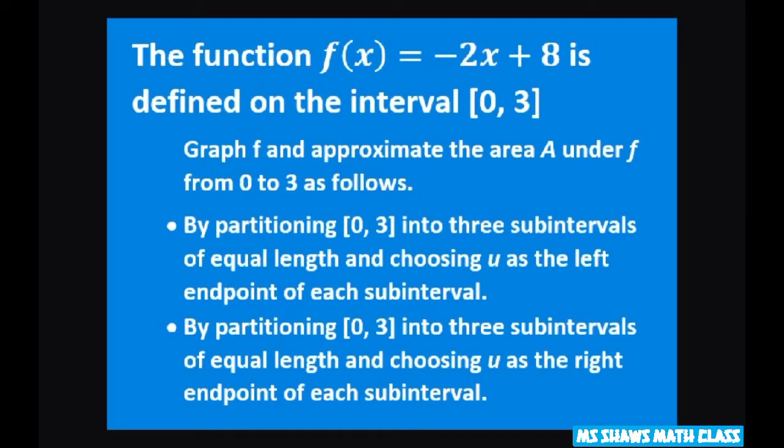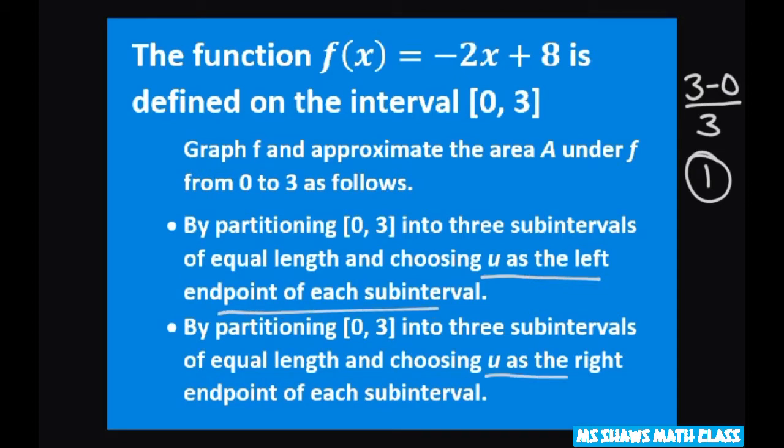Everyone, the function f of x equals negative 2x plus 8, and it's defined on the interval 0 to 3. We're going to graph f and approximate the area under f from 0 to 3 by partitioning 0 to 3 into 3 subintervals. So basically what we're doing is we're taking 3 minus 0 divided by 3, and that's going to equal 1. And then we're going to use the left endpoint of each subinterval and the right endpoint of each subinterval.